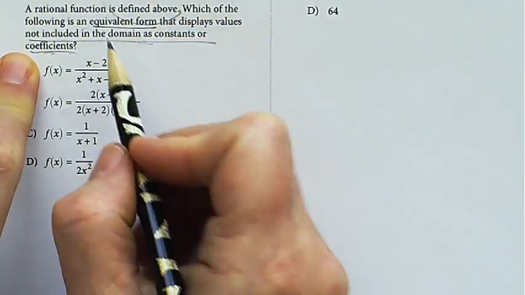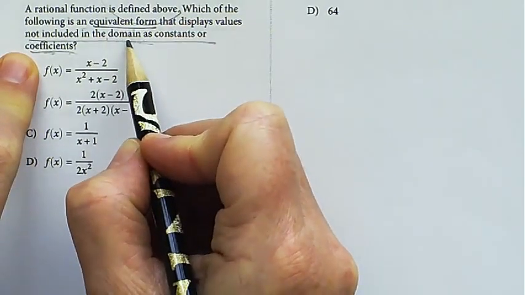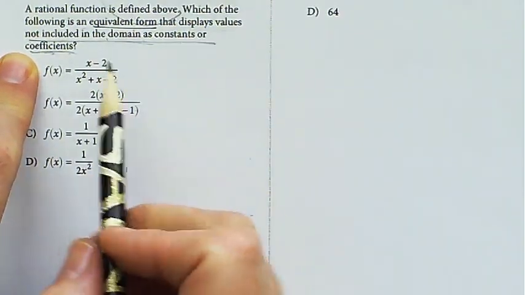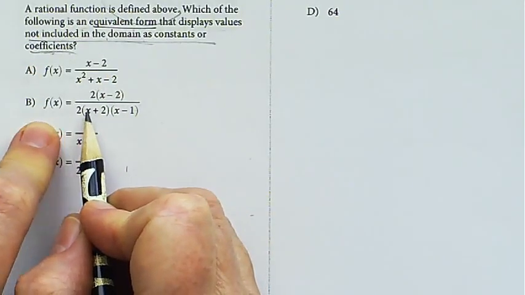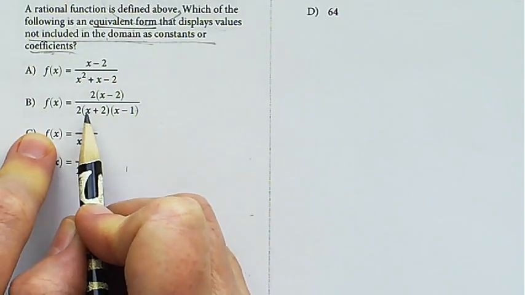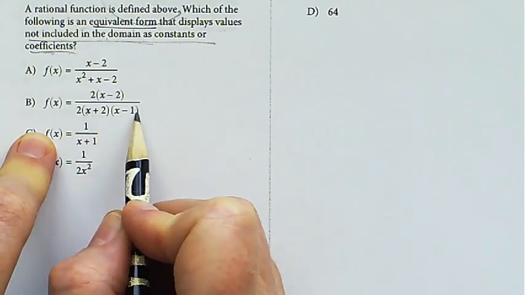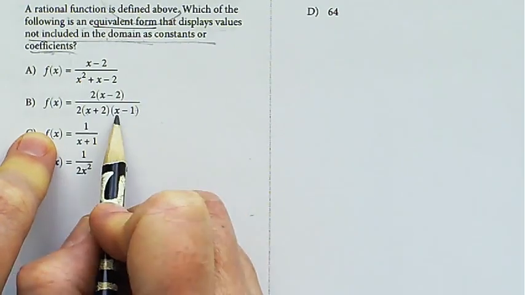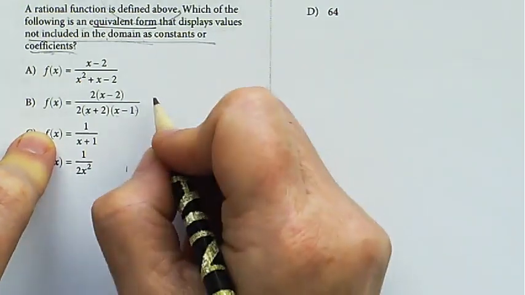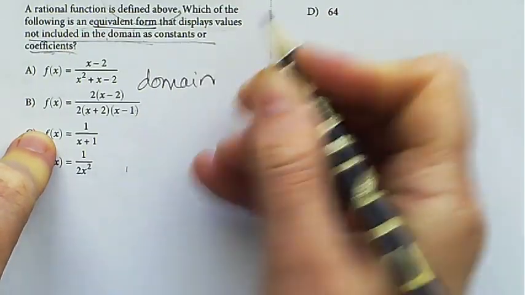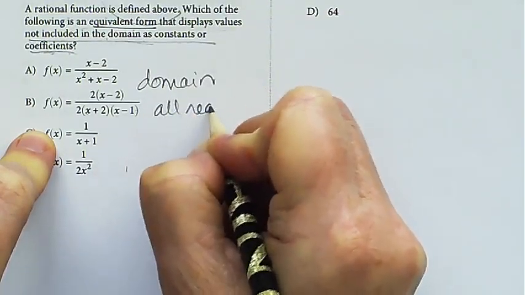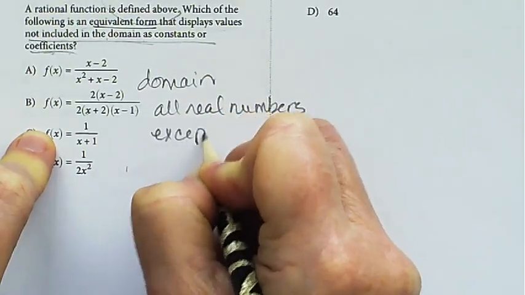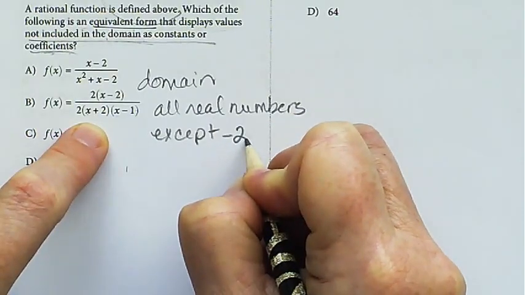Now you might be thrown off by that, but domain is all the possible values that we could use, all the inputs. We haven't talked about domain and range very much this year. Negative 2 is not in the domain, because if I plug in negative 2 here, I would get 0 in the denominator, and I can't have 0 in the denominator. 1, not in the domain. So the domain is all real numbers except negative 2 and 1.